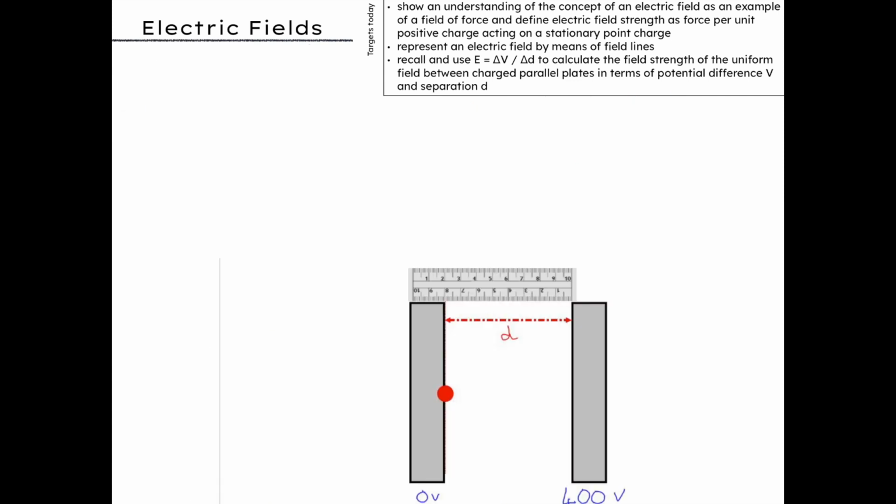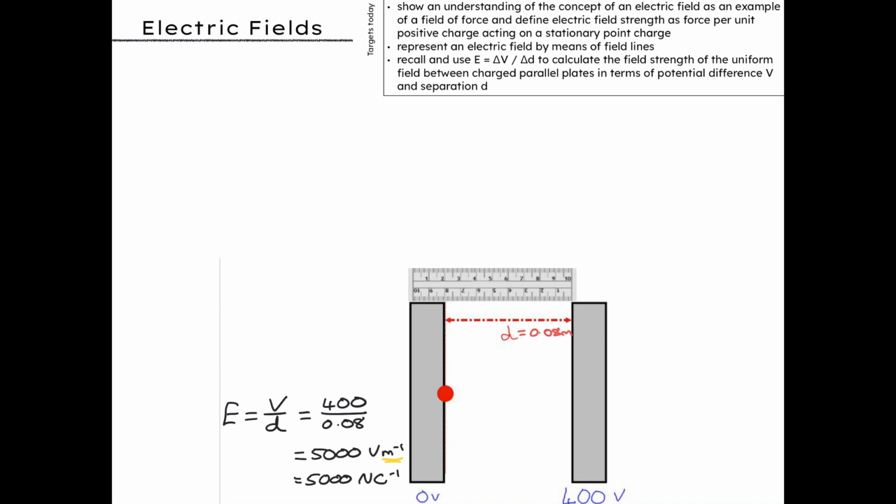So let's look at an example for a uniform electric field. These two plates have a PD of 400 volts across them. The separation is 8 centimeters, so the field strength is E equals V over D equals 400 over 0.08 equals 5,000 volts per centimeter, or 5,000 newtons per coulomb. Easy enough.